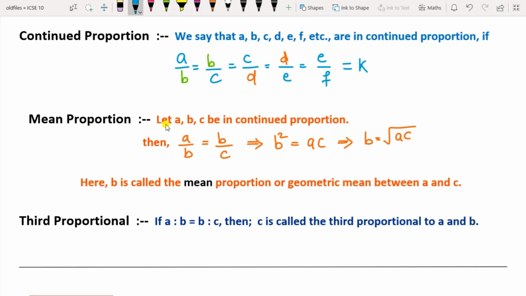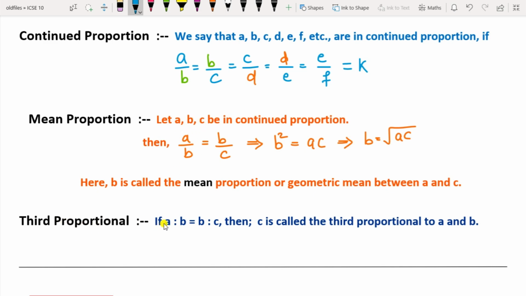Mean proportion. Let A, B, C be in continued proportion. If this is the pattern, then A upon B equal to B upon C. If you cross multiply, this will be B square equal to AC, and we have to find the value of B here. That will be equal to the square root of AC. So B is here called the mean proportion or the geometric mean between A and C. So mean proportion means finding the value of the mean of these three terms which are in continued proportion.